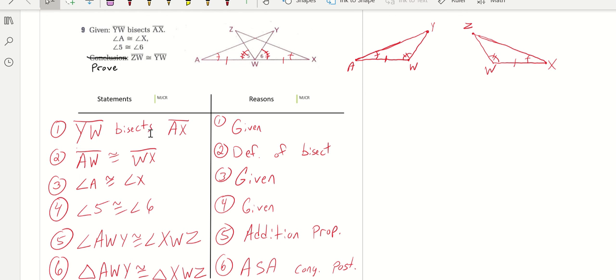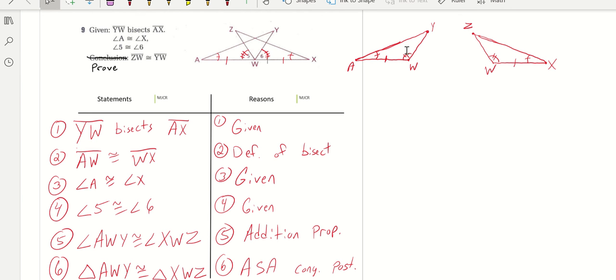Let's put this into a proof. Number one, YW bisects AX. That is given to us, which means AW is congruent to WX. By the way, the plan here is to show these two triangles are congruent, and then to use CPCTC to show that YW is congruent to ZW. Angle A is congruent to angle X. That is given. Angle 5 is congruent to angle 6. That is given.